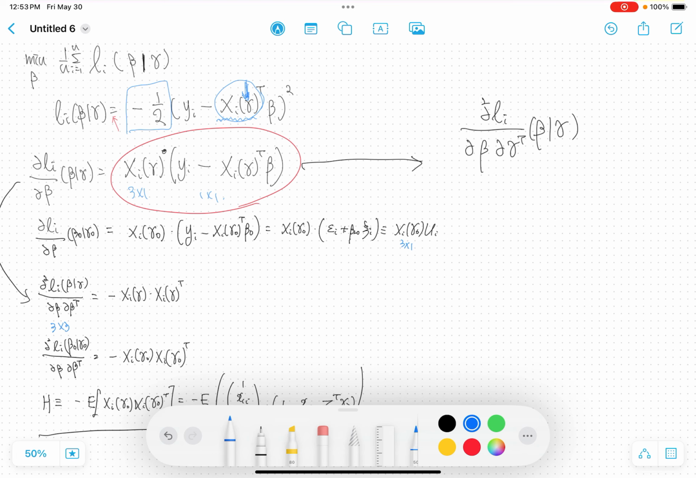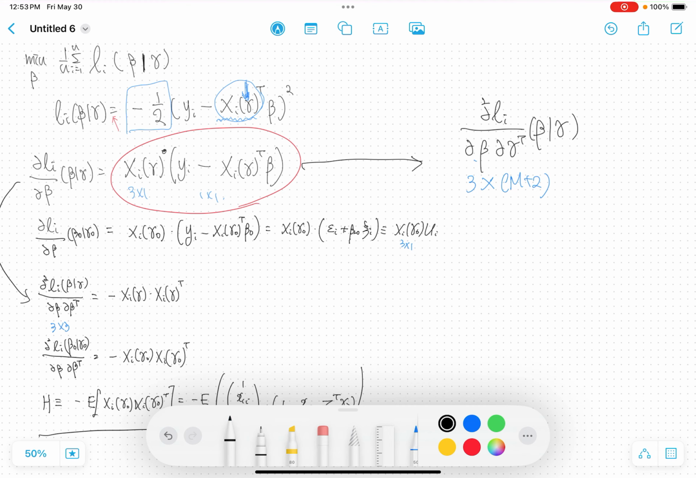First differentiate with respect to beta. L is a scalar and beta is 3 by 1, so the number of rows will be 3. And gamma is m plus 2 by 1, so it's transposed. So this will be the last dimension of this cross derivative matrix.